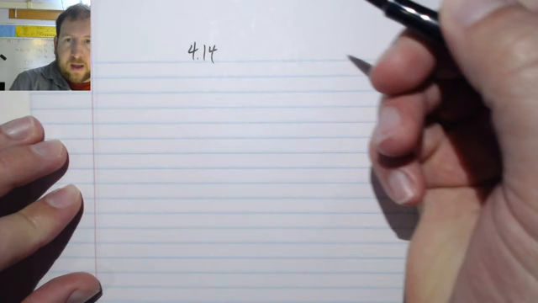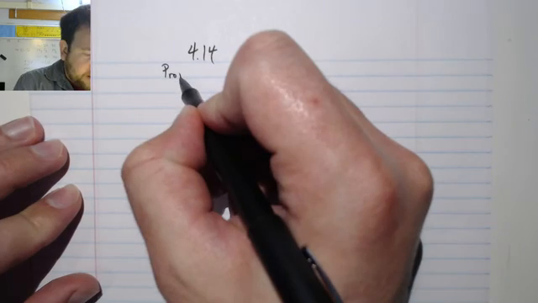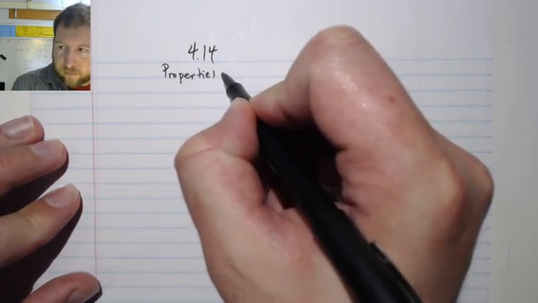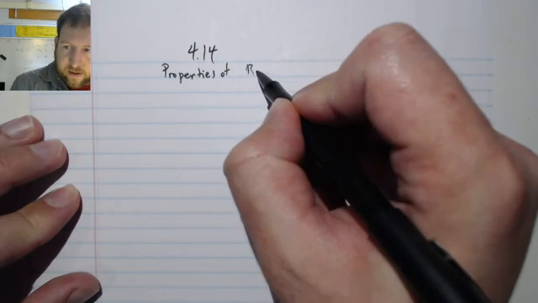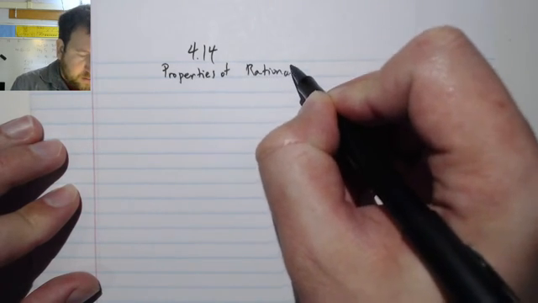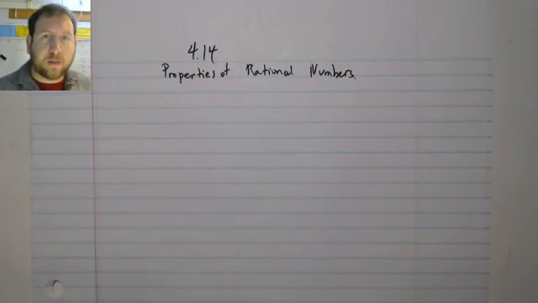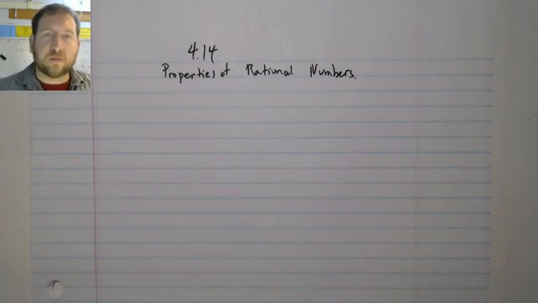Hi, good morning. We are going to talk about an interesting section called 4.14. And we're going to be talking about the properties of rational numbers. If I can spell properties. Rational numbers.